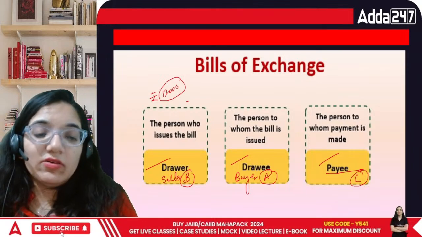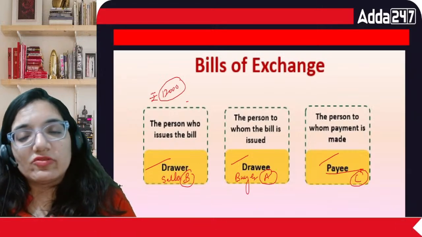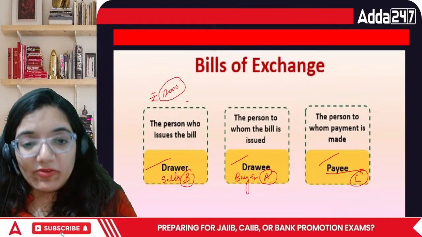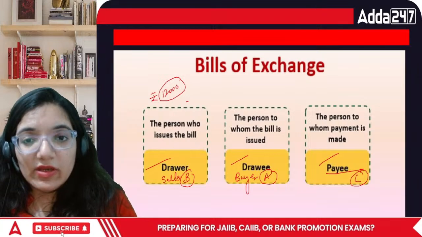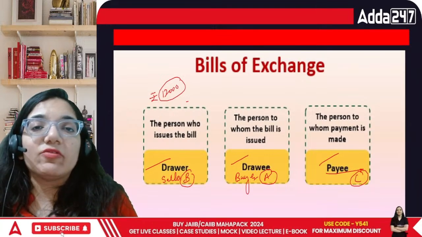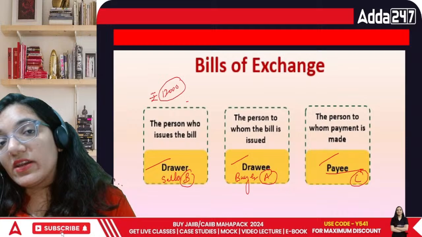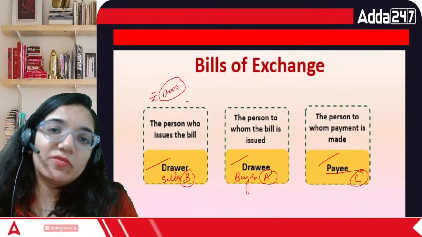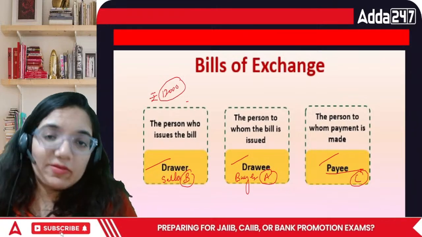So drawer or seller B said, okay, I am supposed to receive money from the buyer who has bought goods from me. What I can do is, I cannot give you 10,000 rupees right now, but I can give you the right to receive money from that particular person. So I'm giving away my right. You take that money from him.